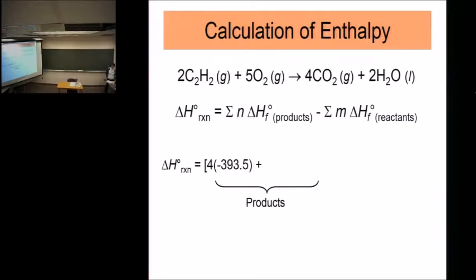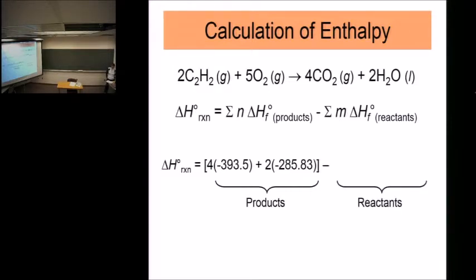The next one is water. I have to look up water, and you have to be careful. You can't look up solid or gas. It has to be the liquid. So I do that one, and I multiply that by what? Multiply it by 2, right? And it's a negative number, so watch the signs. Okay, so there's all my products. Be careful, some of them are negative numbers. Minus, and then I'm going to do the reactants.